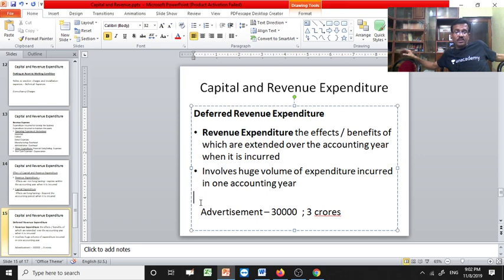Okay, over the number of years the benefit is expected to take place, the benefit is expected to be received by the business over a period of years. So that is why it is called deferred revenue expenditure. It is deferred, and each year we are going to write off a certain part of that in the profit and loss account. That depends on the accounting policy.